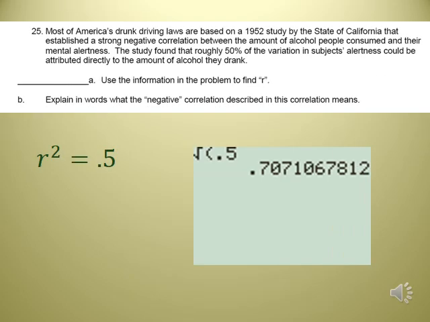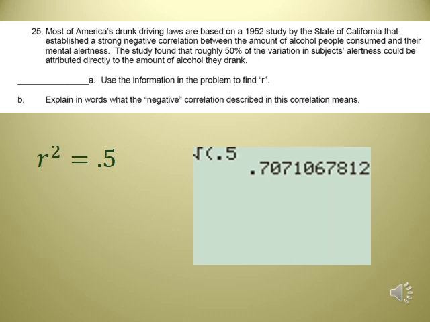Problem 25 is almost the exact opposite of the previous two problems. This time they're referring to a real study that was done back in 1952 in California where they had people drink more and more, and they didn't have them drive, they had them do different tests to see how alert they were. And they did find out that 50% of the variation in alertness could be attributed to how much people drank. Well, what we're supposed to do is find R.